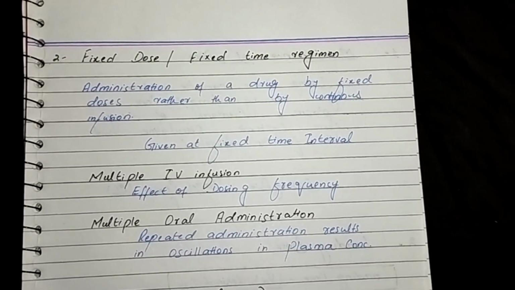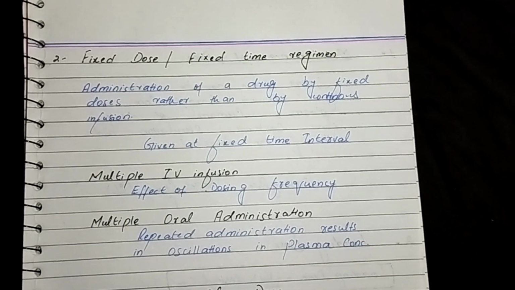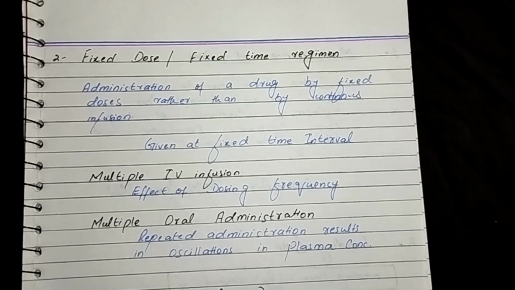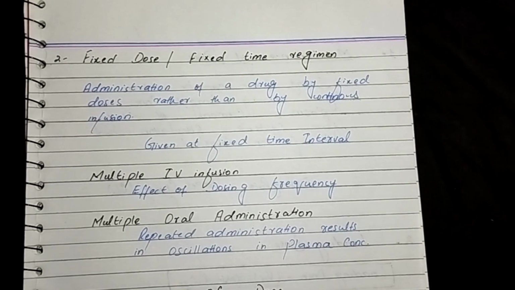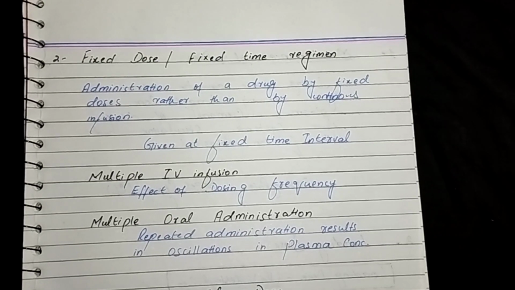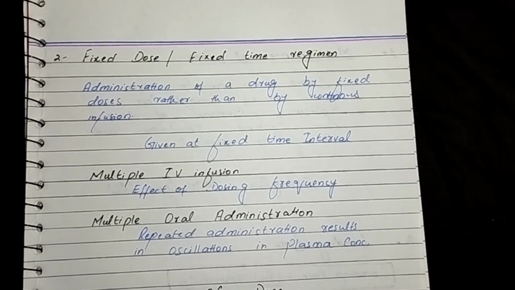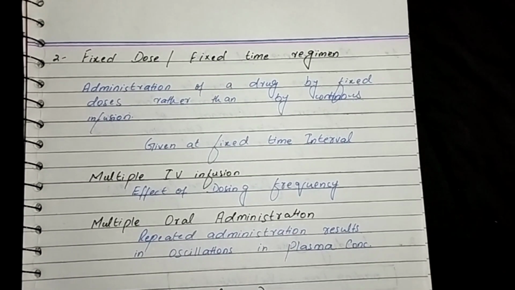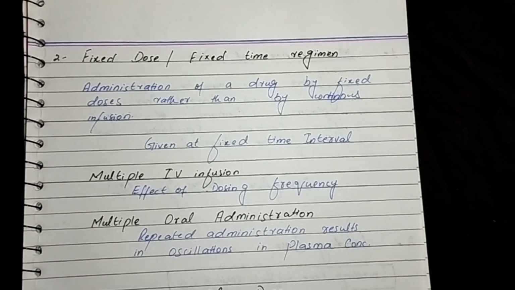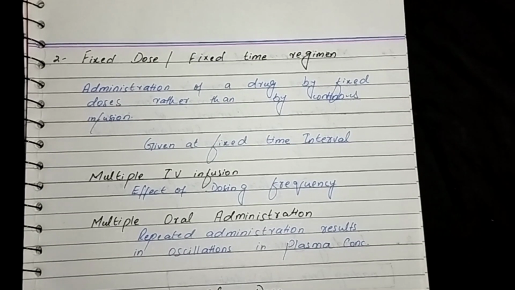In the previous video, I had discussed continuous IV infusion regime. Today, I will talk about fixed dose, fixed time regime, and the third one, optimized dose. In fixed dose or fixed time regime, administration of drug by fixed doses rather than by continuous infusion is often more convenient.